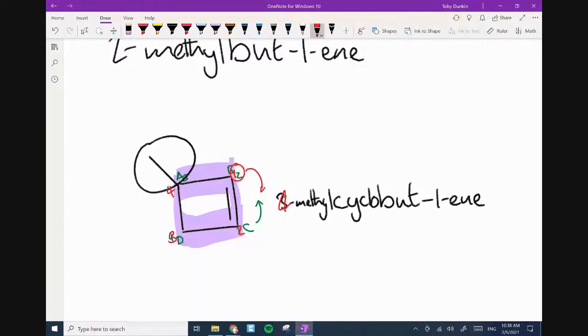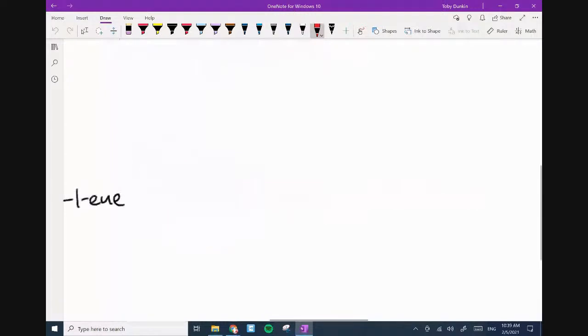Imagine this was a 99, 100 carbon ring. You wouldn't want to count all the way around it, would you, to get 99-methyl. Do you see what I'm saying? Yeah, it makes sense once you start looking at it in massive terms.